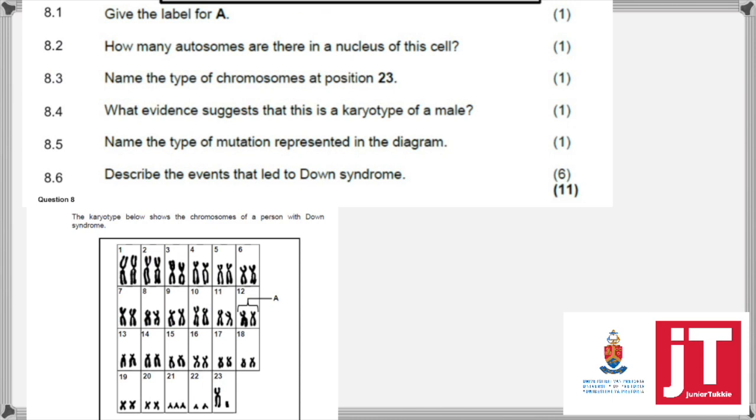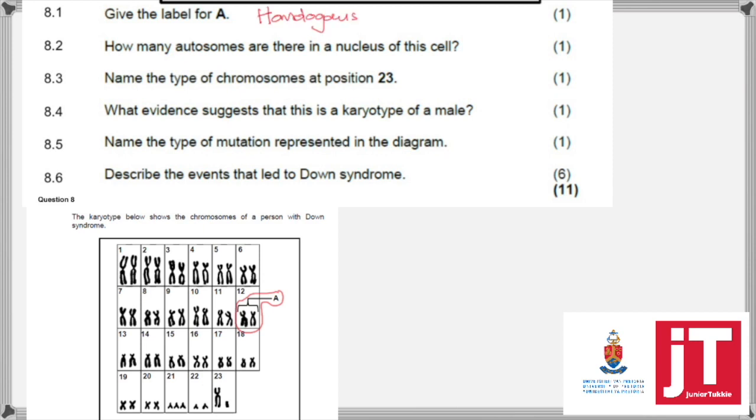It says here, give a label for A. So what are we going to be calling A? If we look there, because they are carrying the same genetic material, I would say that A is definitely going to be representative of my homologous chromosomes. Okay.